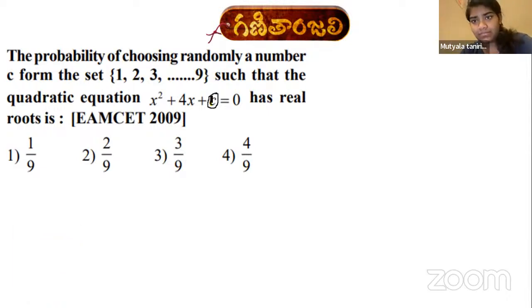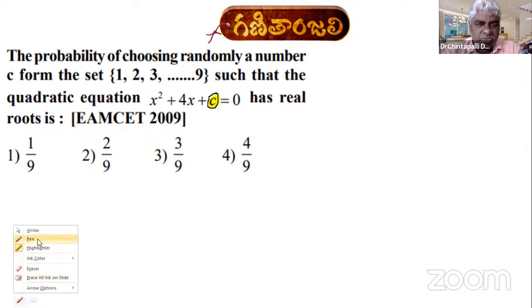And the value of C is asked. Okay, no problem. The probability of choosing randomly a number C from the set such that the quadratic equation has real roots, right? Now, some equations don't have solutions.